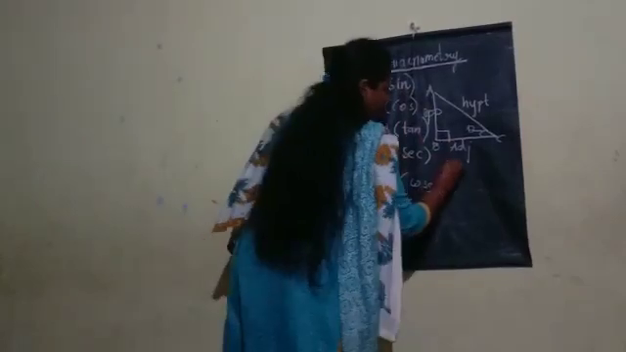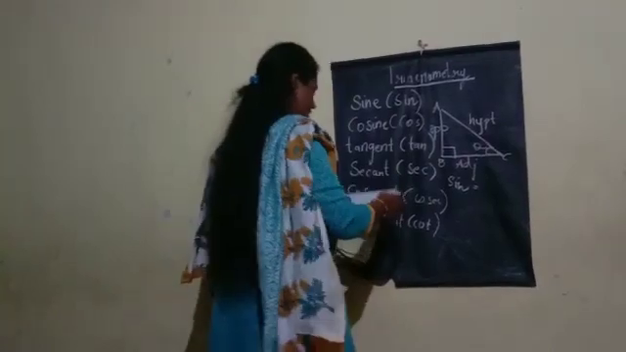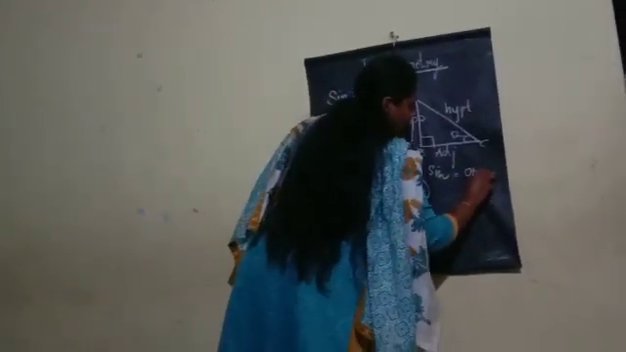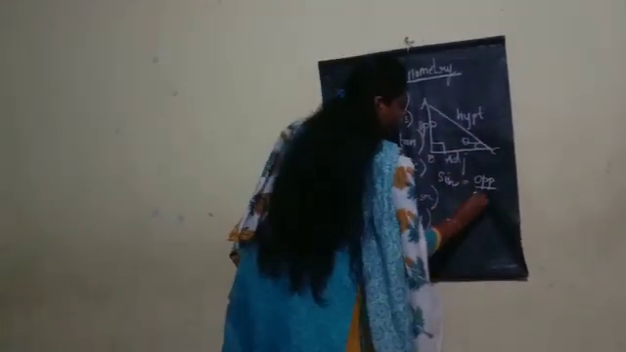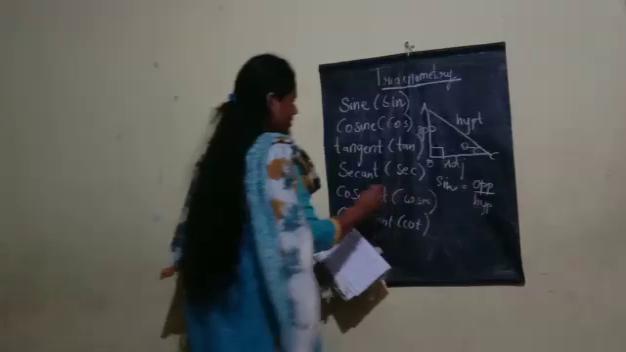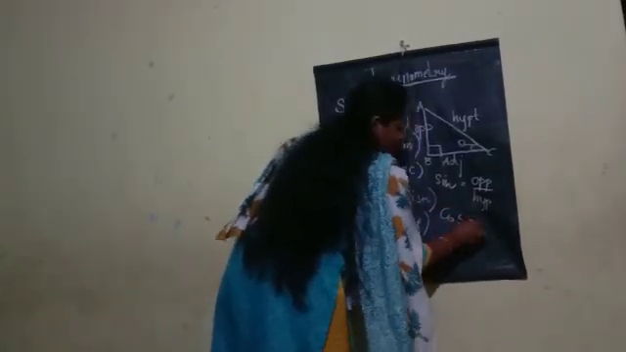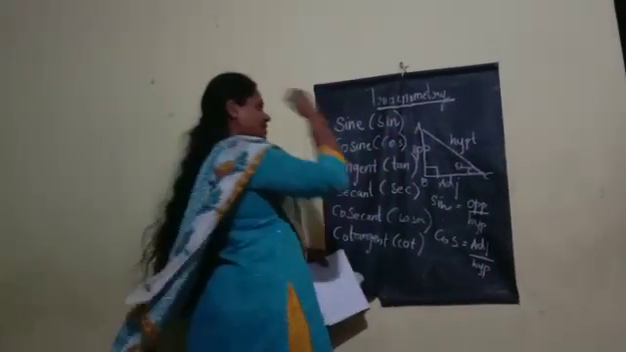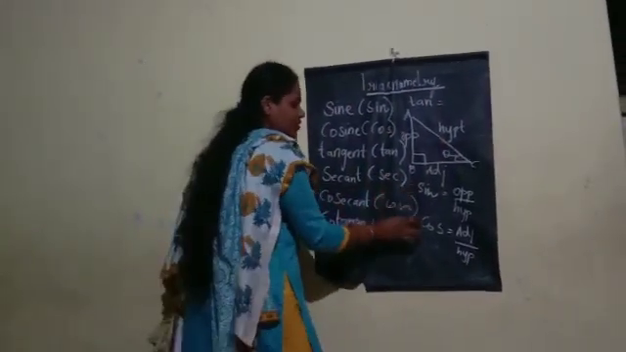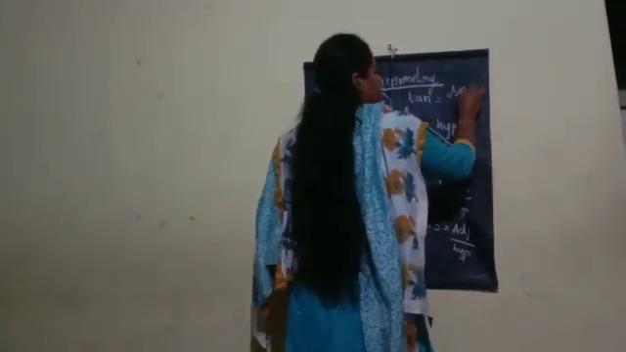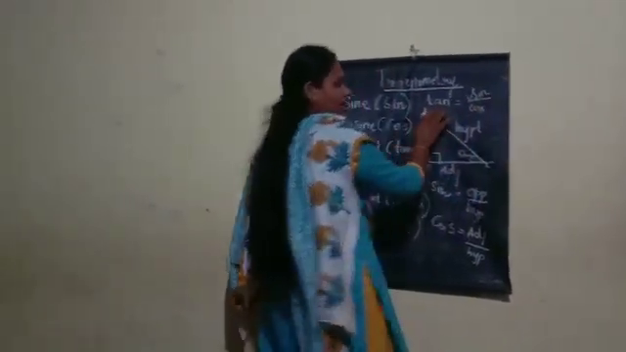We can write the formula for sine, according to this diagram. Sine is opposite by hypotenuse. Next one is cos. Cos is adjacent by hypotenuse. Next one is tan. Tan is nothing but sine and cos. So simply we can write sine by cos as the value of tan.